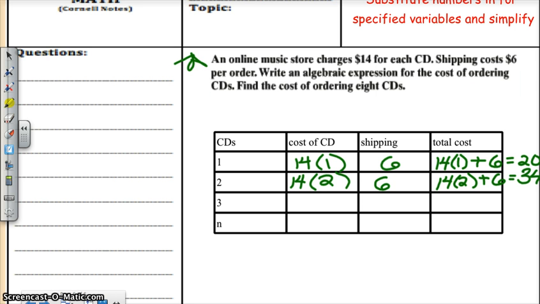The next one, if I got 3 CDs, it would be 14 times 3. And what you should be noticing here is what keeps changing. What keeps changing is where the variable goes. So I have my equation there. I just am going to have to put the variable next to whatever's changing. My shipping, did my shipping change? No, it's still $6. So my total cost is going to be 14 times 3 plus 6.